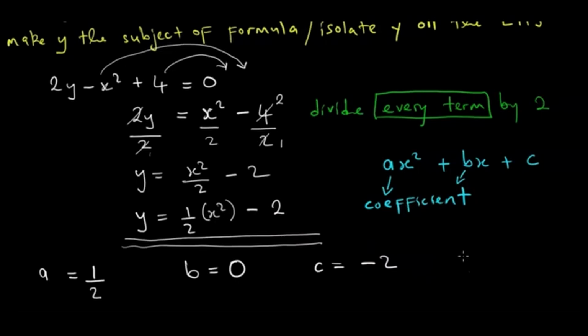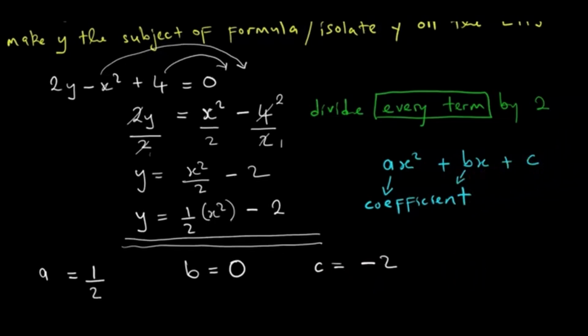What is important in noting c? C is just a number, independent of a variable or an unknown. But c should carry its sign. You don't have to make a mistake here. C is -2. C is not equal to 2.